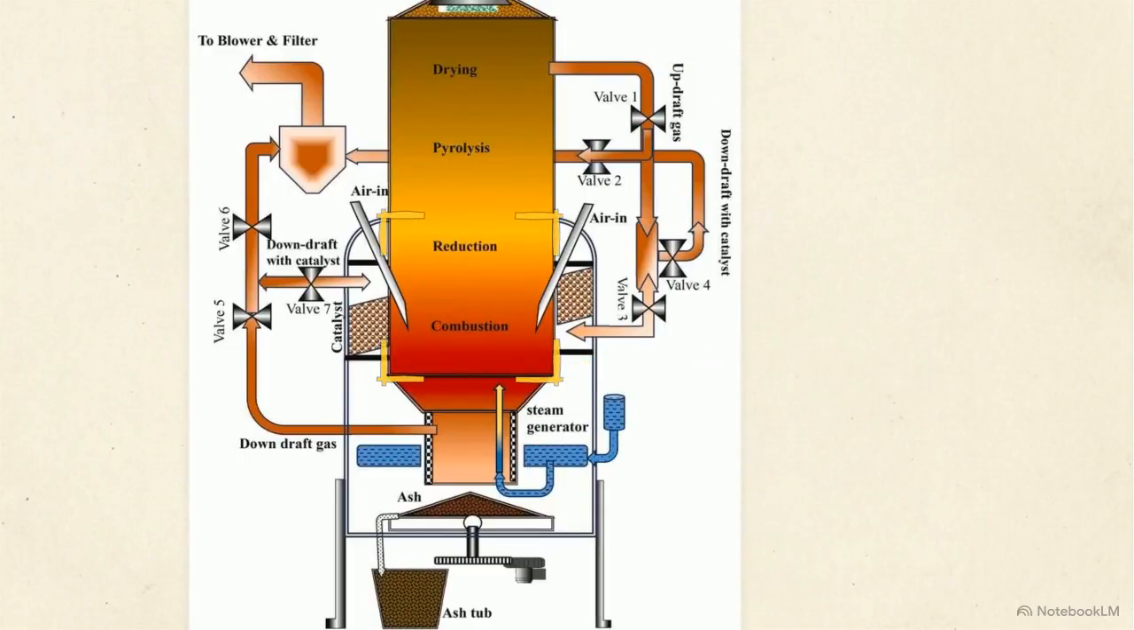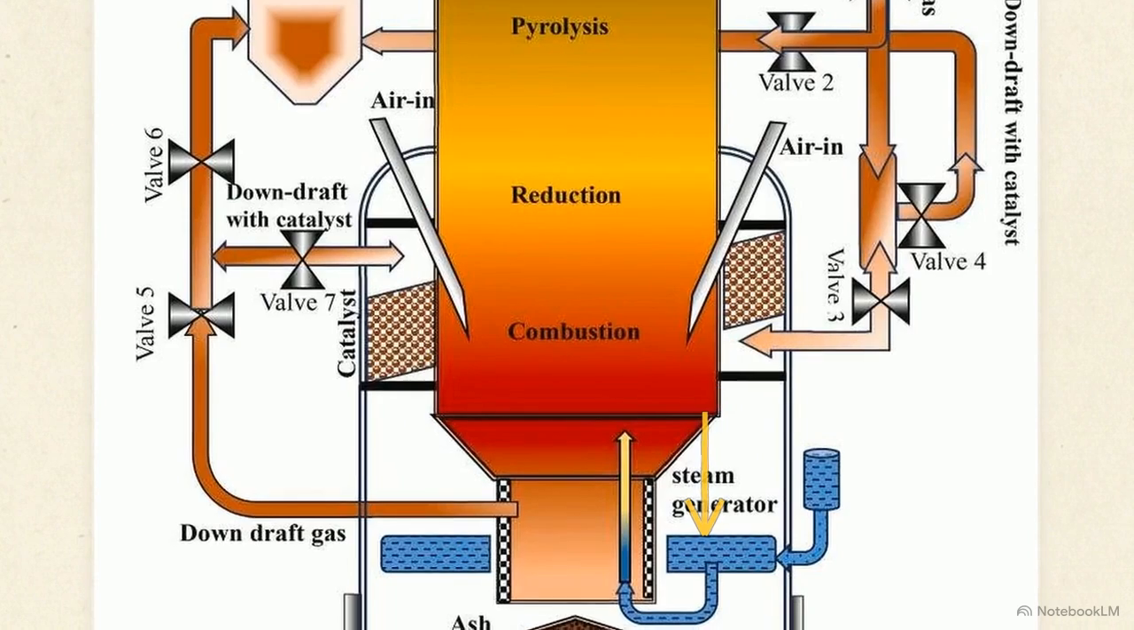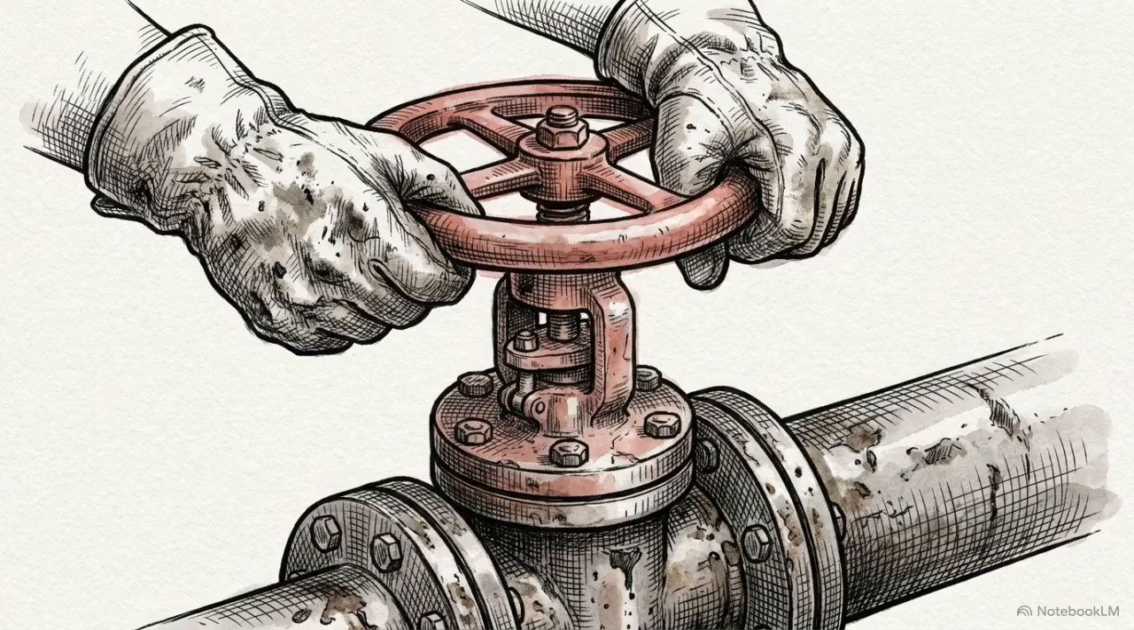Manipulating where the air enters and how the gas exits controls the temperature profile in the lower zones. This dictates whether the reactor favors the water-gas shift reaction to produce hydrogen or the Boudouard reaction to extract carbon monoxide from the charbed. The mechanical valving network acts as a direct dial for syngas chemistry, allowing the reactor to dynamically adapt to the biomass.